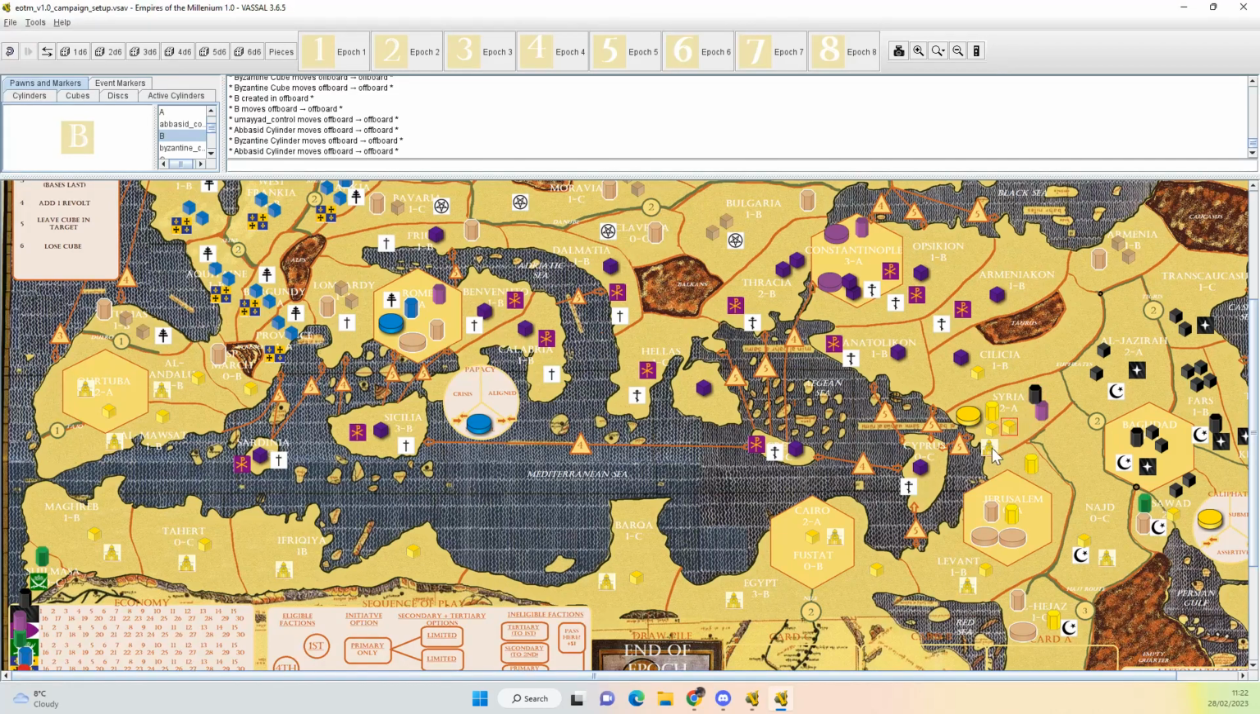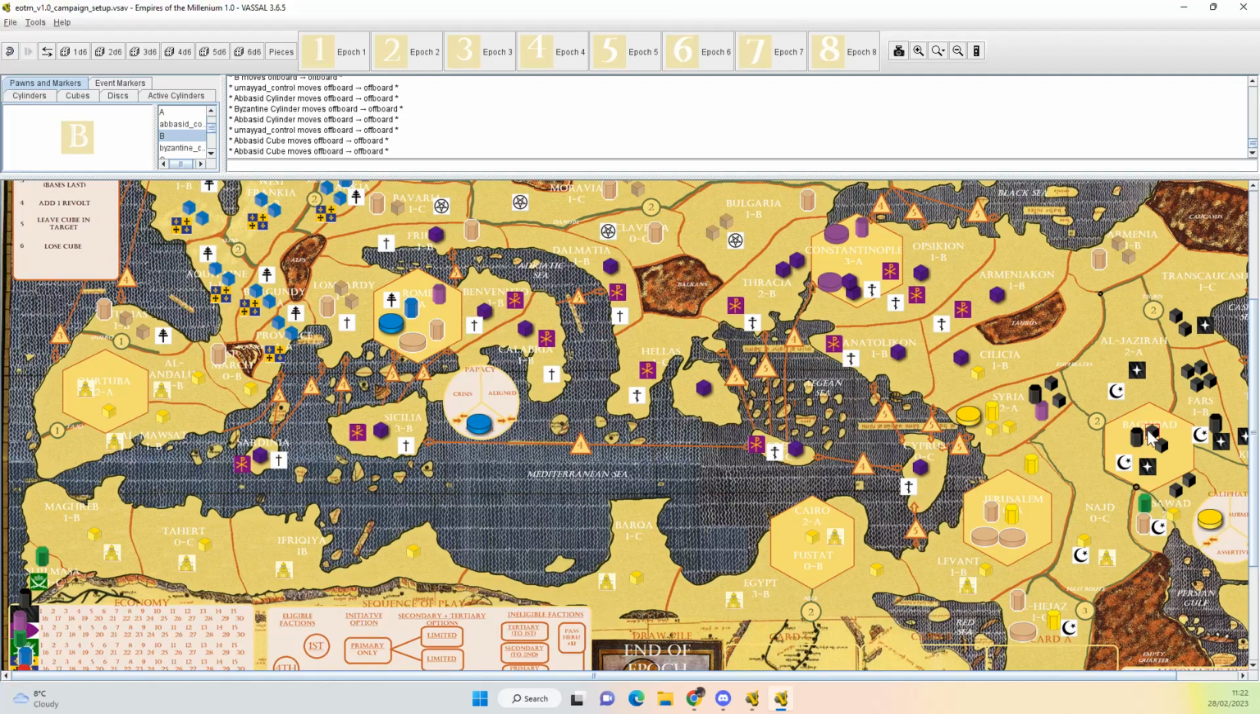In Syria right now, the Umayyads, this is their control marker there, control Syria because they have 1, 2, 3, 4 pieces versus the one Abbasid cylinder and the one Byzantine cylinder. Okay. But let's say the Abbasids march in 1, 2 cubes from Al Jazeera to Syria. Now Umayyads have 4 pieces, and then there are 4 other pieces. So now the Umayyads don't have a majority of pieces in Syria, and they lose control. Syria is uncontrolled at this moment.